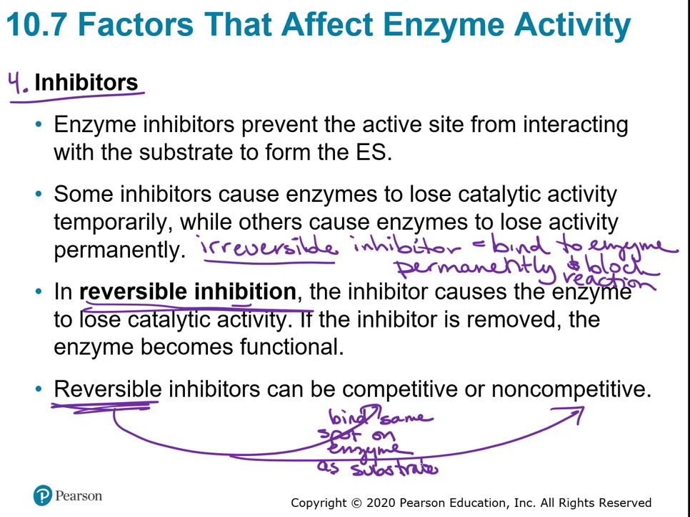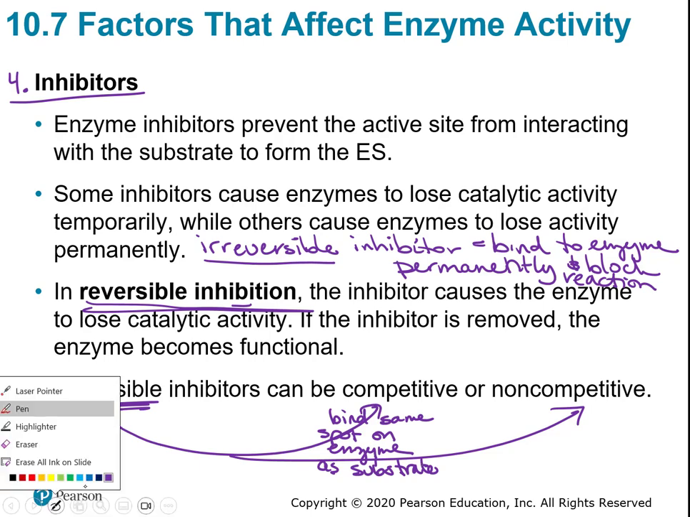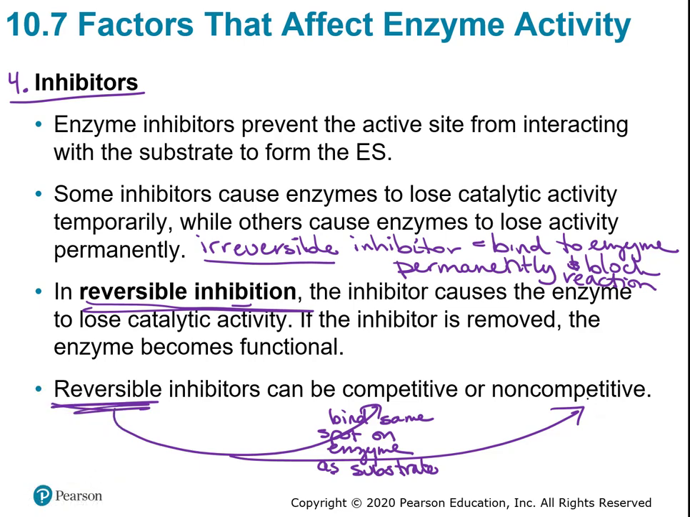But if it's non-competitive, this means that the inhibitor binds somewhere else on the enzyme. But what it does is it changes the shape of that enzyme. So this binds to the enzyme and it changes the shape of the active site.